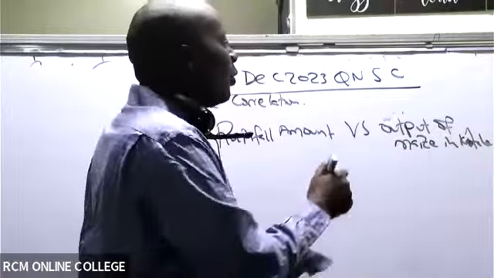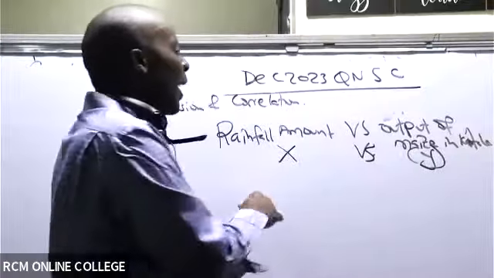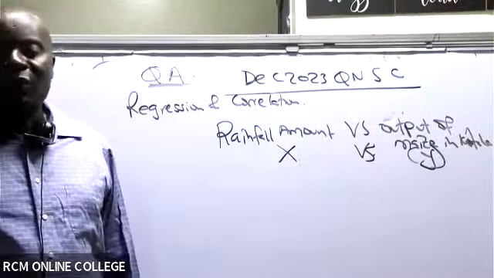So automatically, then the output here will be Y, and then the other one automatically will be X, like that.